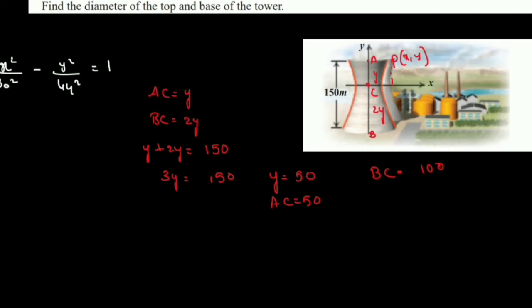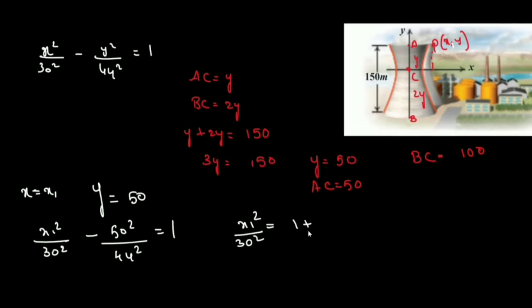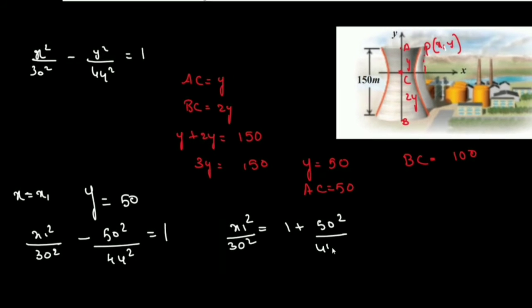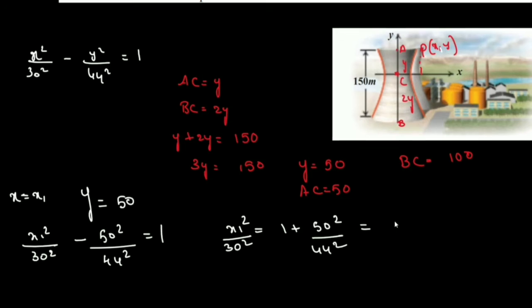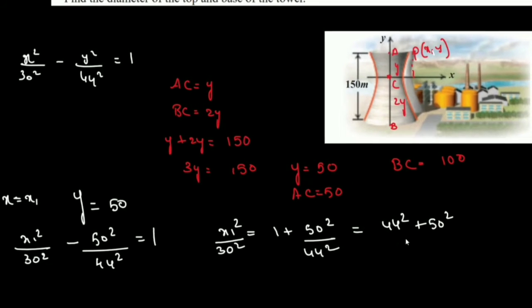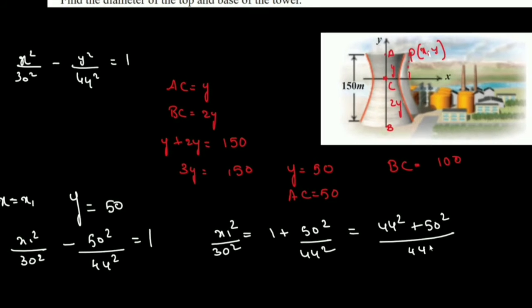So substitute x as, let us take this point as x1. So x is x1 and y is equal to 50. We are finding out this point. Now substitute here: x1 square by 30 square is 1 plus 50 square by 44 square, that is equal to 44 square plus 50 square by 44 square.